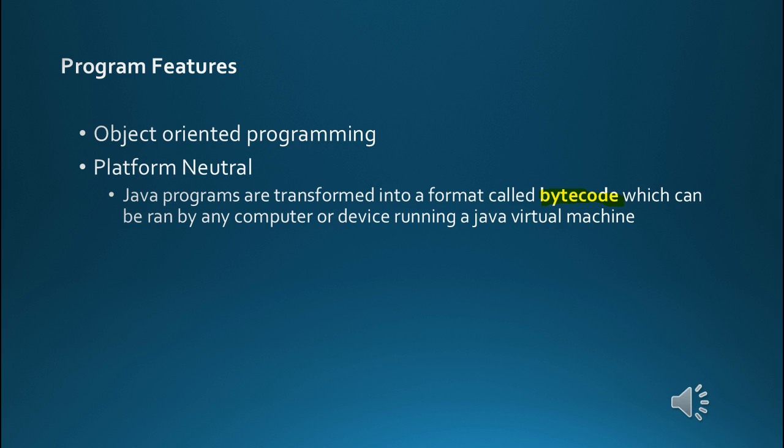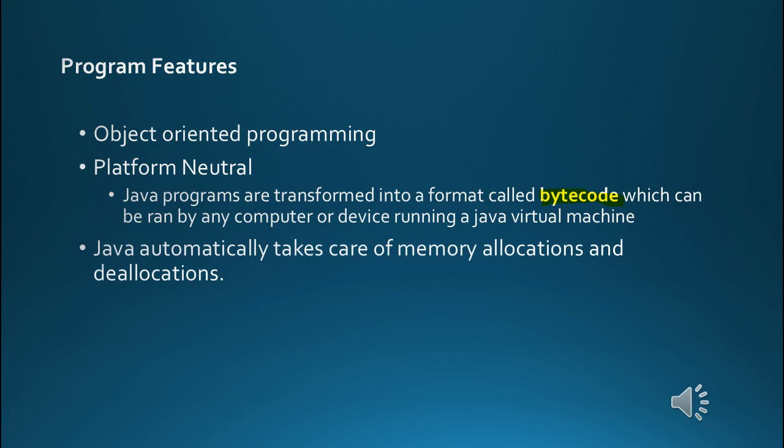Next thing we want to talk about here is memory allocation and deallocation. Java takes care of that automatically for us. If you're coming from a C and C++ environment, you had to allocate and deallocate the memory manually. Well, Java takes care of that. So that's a big deal. It keeps our resources running very efficiently.